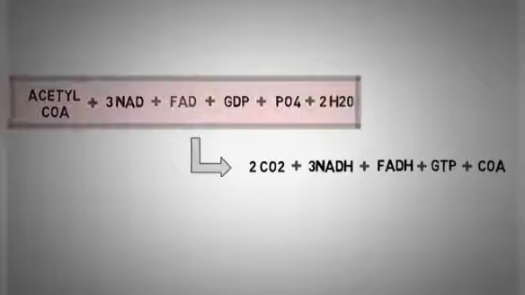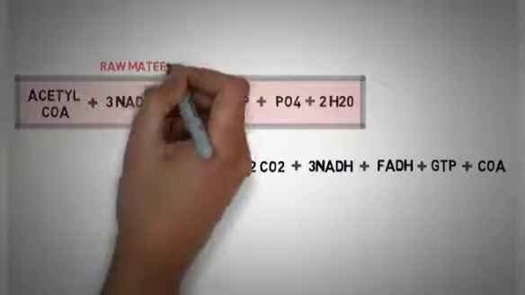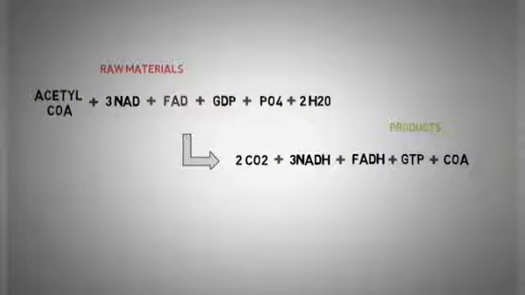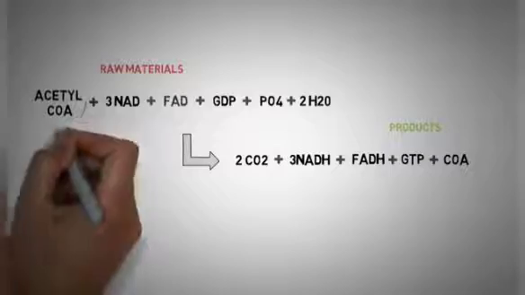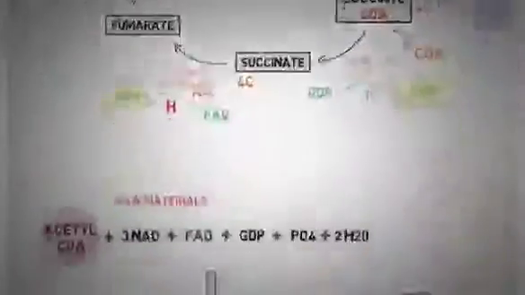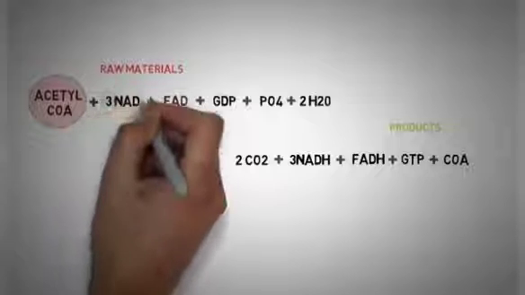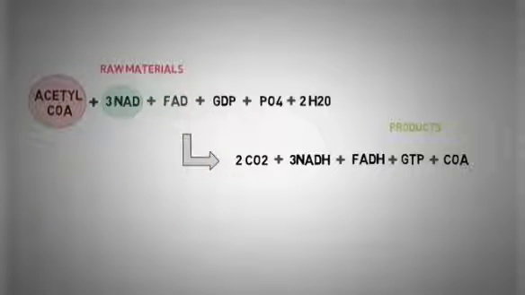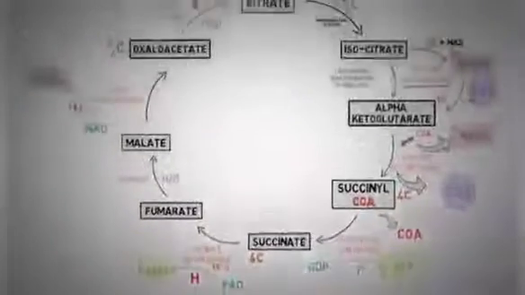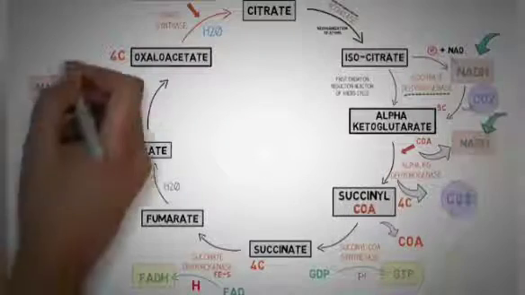On the left hand side of this reaction are the raw materials that are being used here, and on the right hand side are the products that are formed in the Krebs cycle. Now in every single turn of the Krebs cycle we use 1 molecule of acetyl-CoA that combines here with the oxaloacetate to form citrate. 3 molecules of NAD are used in the Krebs cycle that get reduced to 3 molecules of NADH. Here you can see where the 3 NADH molecules are produced in the Krebs cycle.